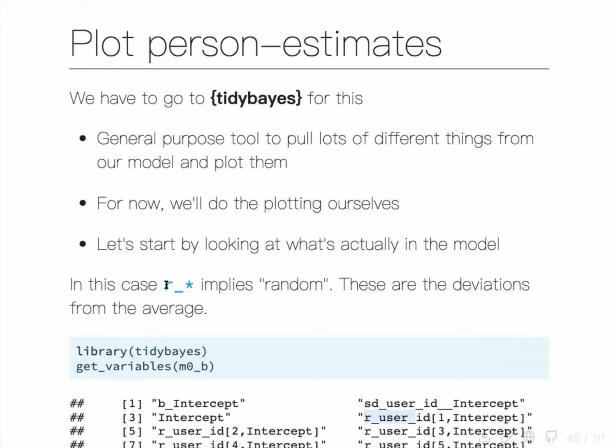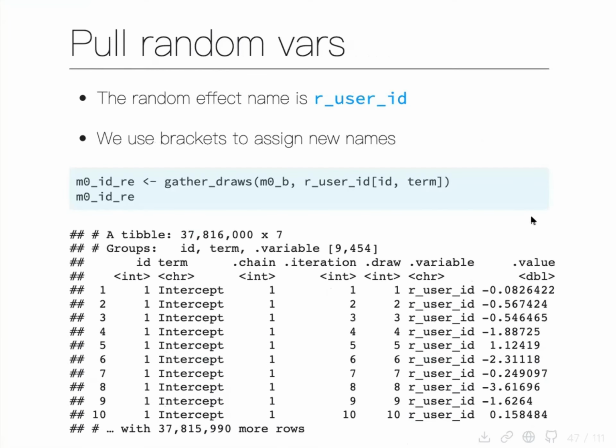So r_whatever implies random. Those are the random deviations from the average, okay? So if we want to pull those, we can use gather_draws, which is from tidybayes, or actually there's spread_draws also, which will put it in a slightly different format.